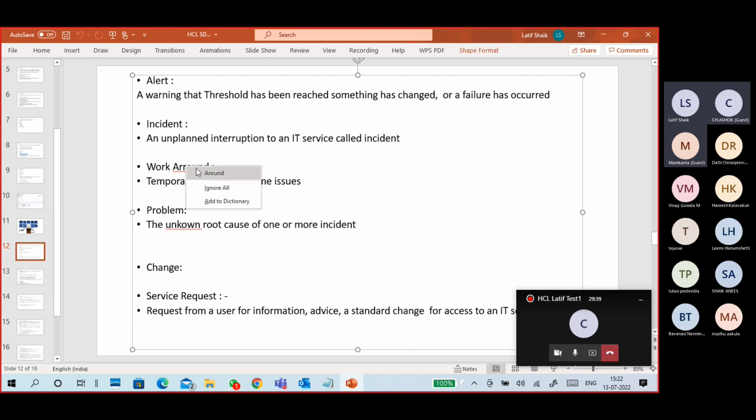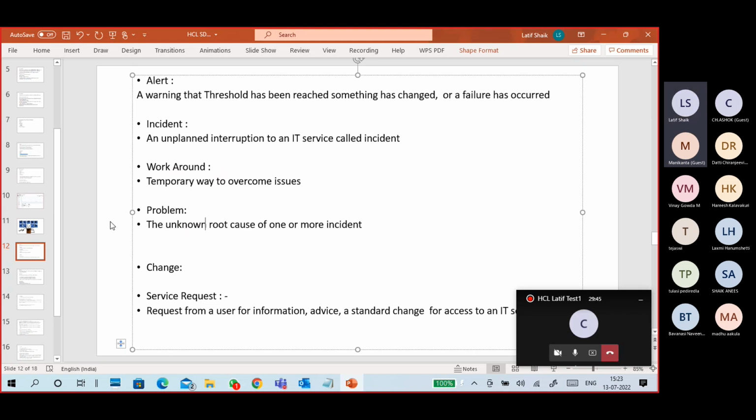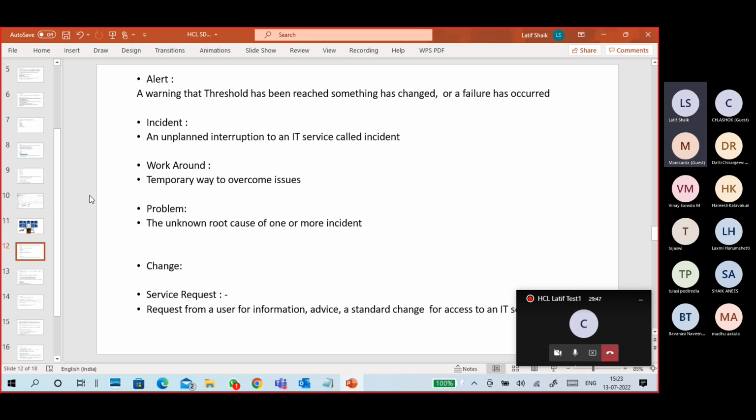Whenever an incident occurs, what do you have to do? You have to go and fix it. That is called a workaround, a temporary way to overcome the issue. Immediately solve the problem, solve the issue. Okay. Next, what is the problem?